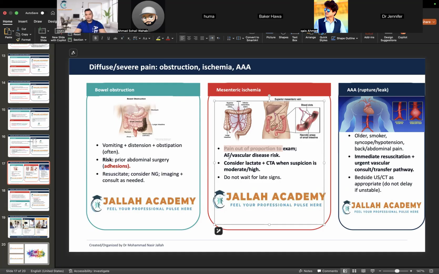Thank you. Pain out of proportion is always mesenteric ischemia. Consider lactate, and CT scan when suspicion is moderate or high. Do not wait for the late sign. This is an emergency, we have to take the patient to the operating room.